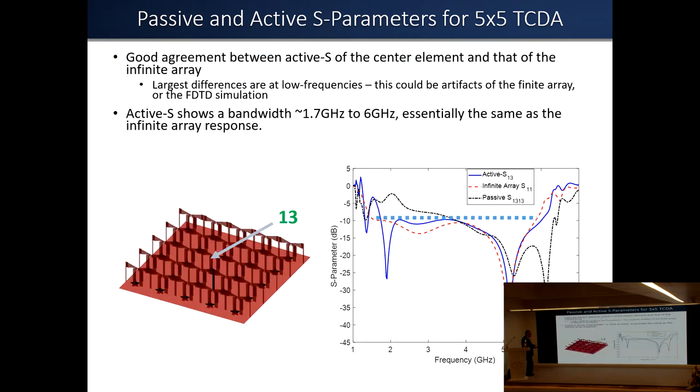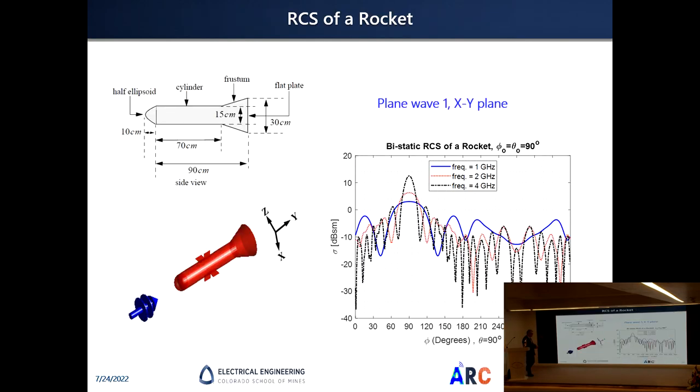This is the bandwidth for S parameter using active S parameter, passive S parameter using finite difference time domain, and infinite array configuration. The papers that address this type of antenna couldn't do the actual full simulation. So they simulated one element and used periodic boundary condition. Although in finite difference time domain, we simulate the actual number of elements. And you can see a little bit of difference between those different simulations.